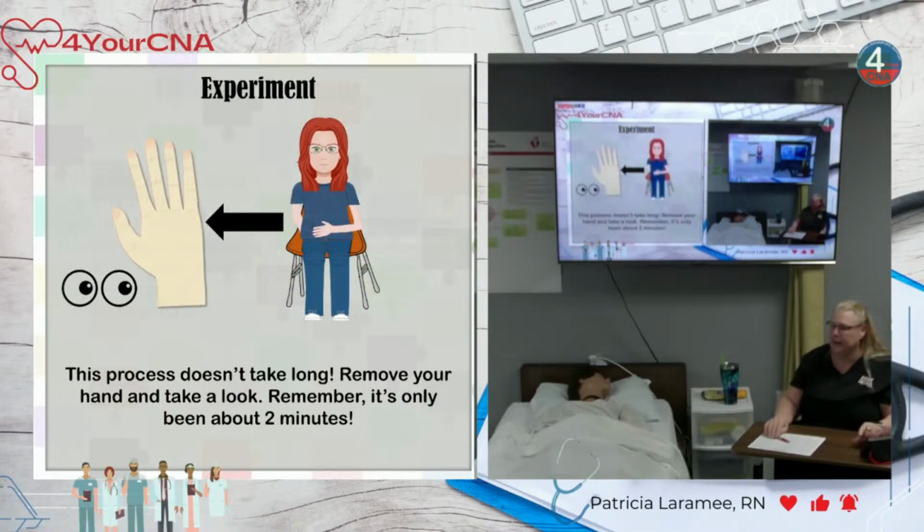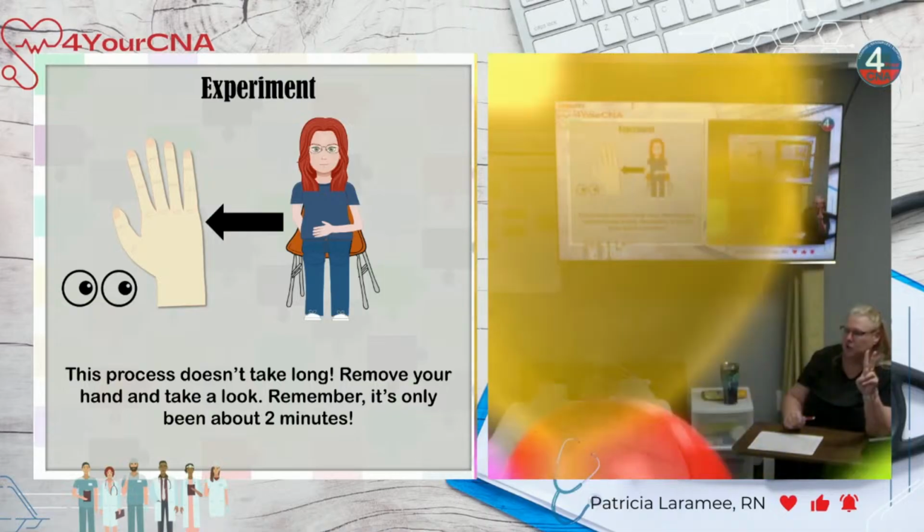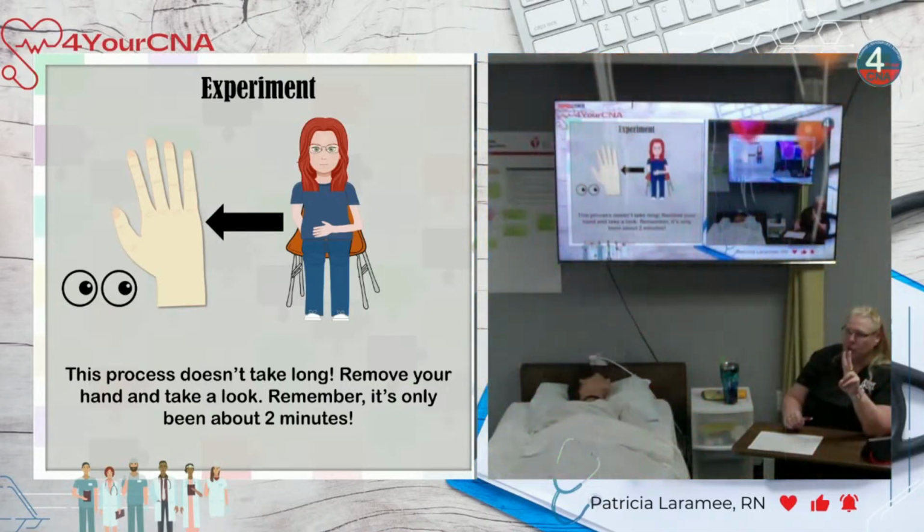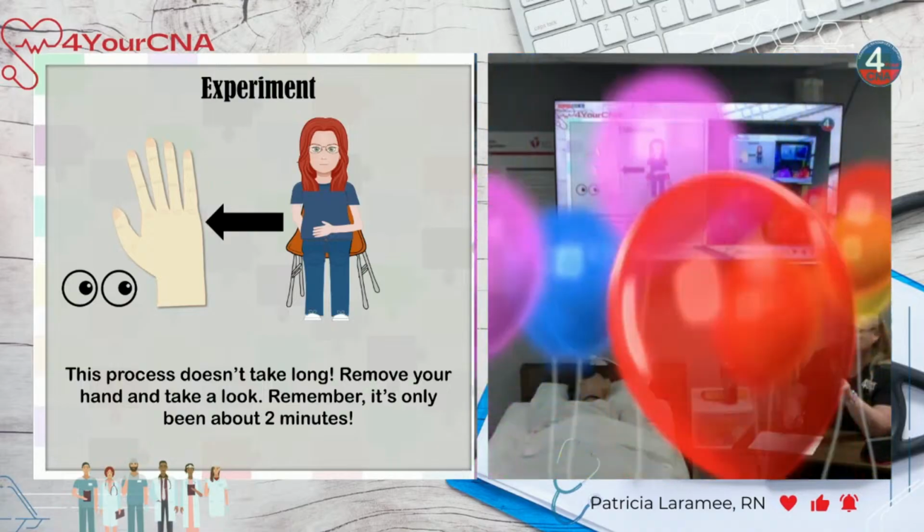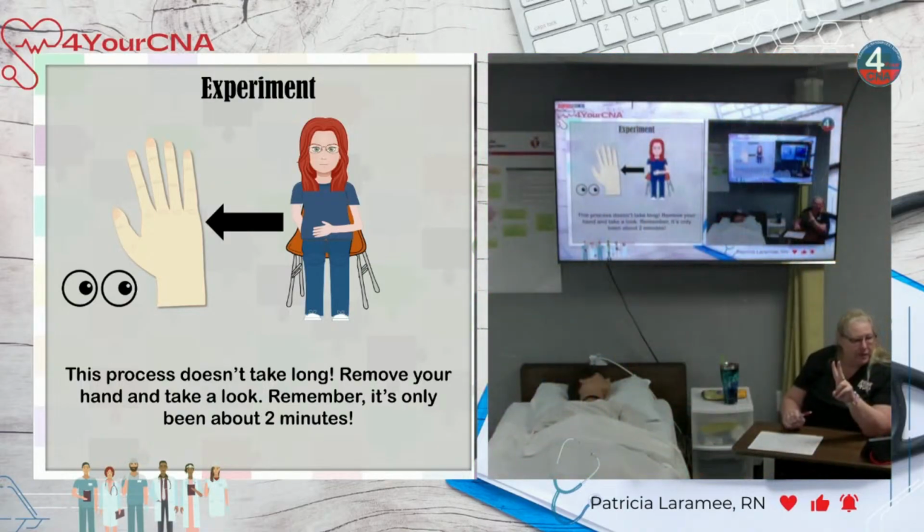So go ahead and pull your hand out real quick and take a look at it. Look closely. Do you have color changes? Look even closer. Can you see the pattern of the chair or your fabric that you're wearing on your hand? That took 2 minutes. And you already have color changes and imprinting. What do you think would happen if we left it?